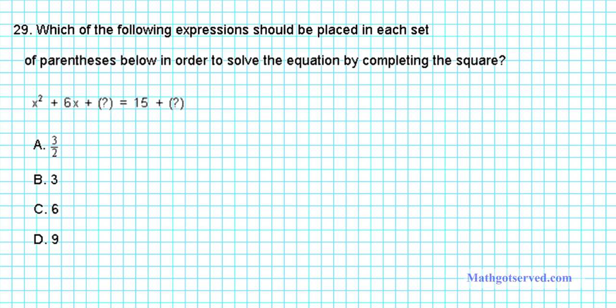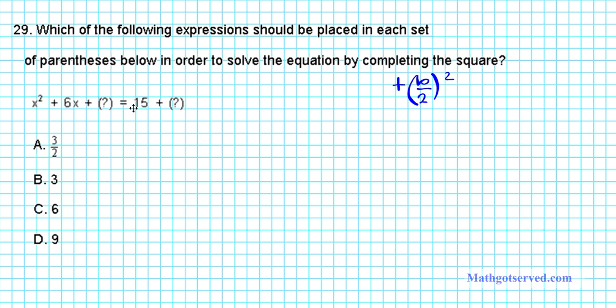All right, let's take a look at question 29. It says, which of the following expressions should be placed in each set of parentheses below in order to solve the equation by completing the square? So there's something you never want to forget. To complete the square, you add b over 2 squared. That's how you complete the square. Okay? Add b over 2 squared.